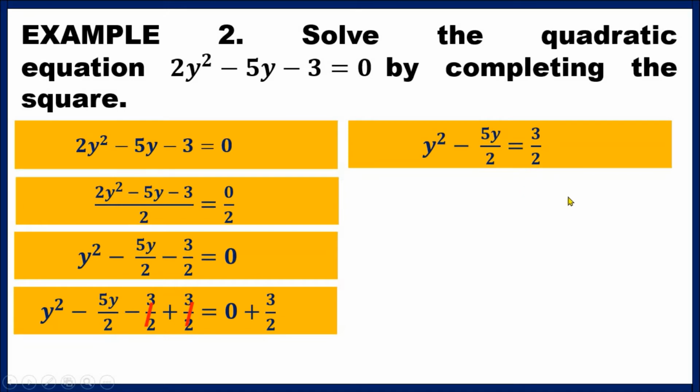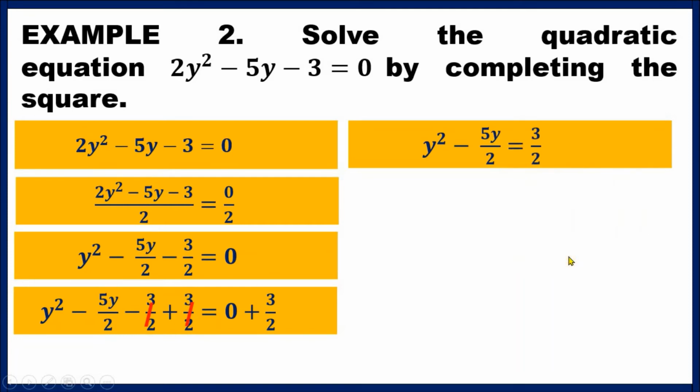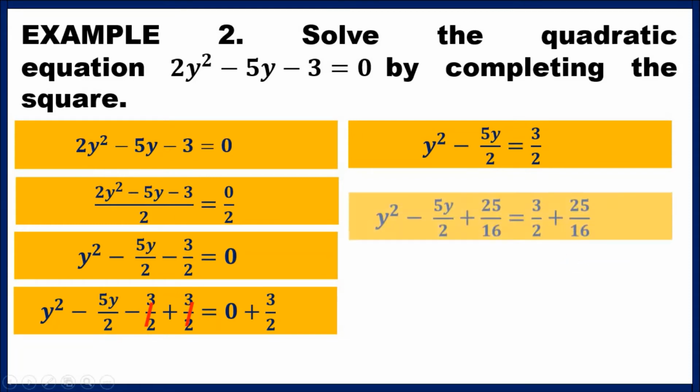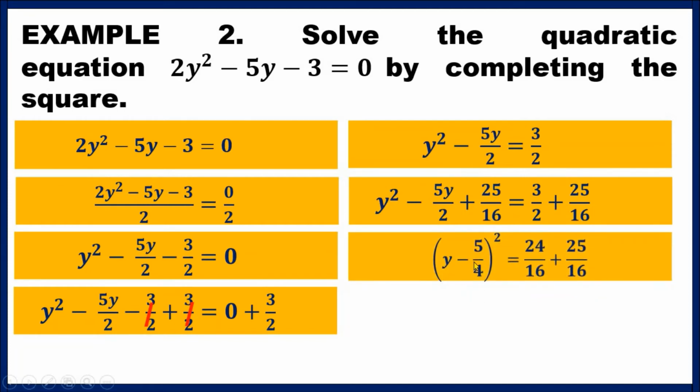And now let's focus on the left side of our equation, which is y squared minus 5y over 2. What shall be added in this expression to make it a perfect square trinomial? To compute for that, let us divide the coefficient of y by 2. Dividing 5 over 2 by 2, the result is 5 over 4. Squaring it, we have 25 over 16. And so we must add 25 over 16 to both sides. Now the left side is a perfect square trinomial. We can express this as the square of y minus 5 over 4.